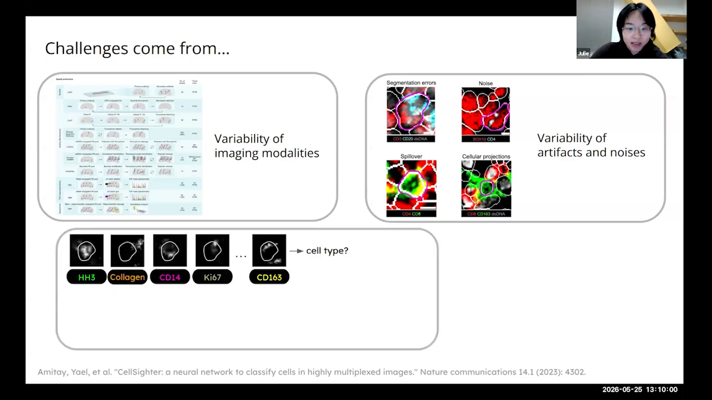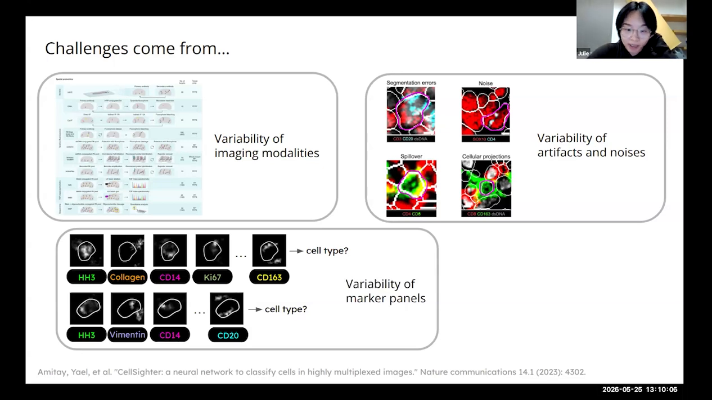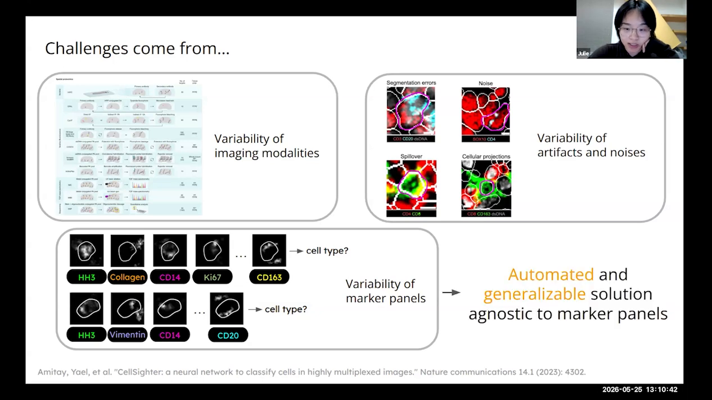And I think the biggest challenge is actually the variability of marker panels. Each experiment targets a different disease or tissue, and therefore scientists usually design their marker panels according to their needs. So one experiment will have a marker panel of one kind, and another might have a completely different panel. A lot of markers might not overlap. So building a model that can generalize across these different marker panels is quite challenging.